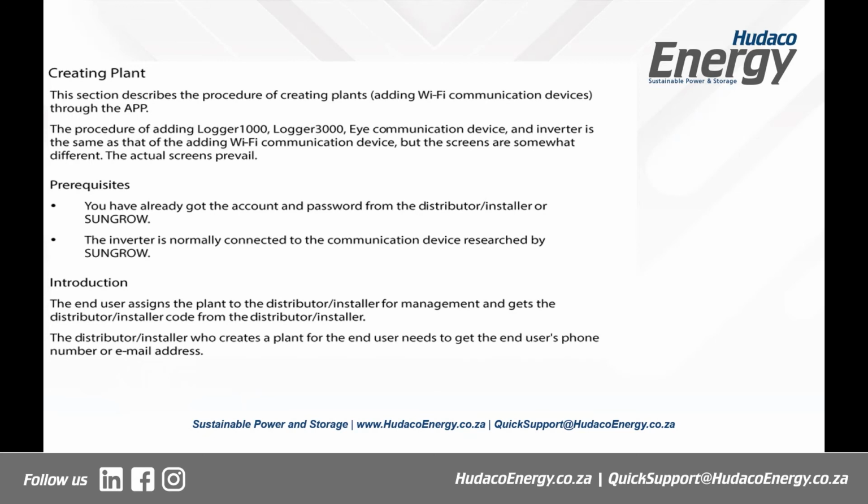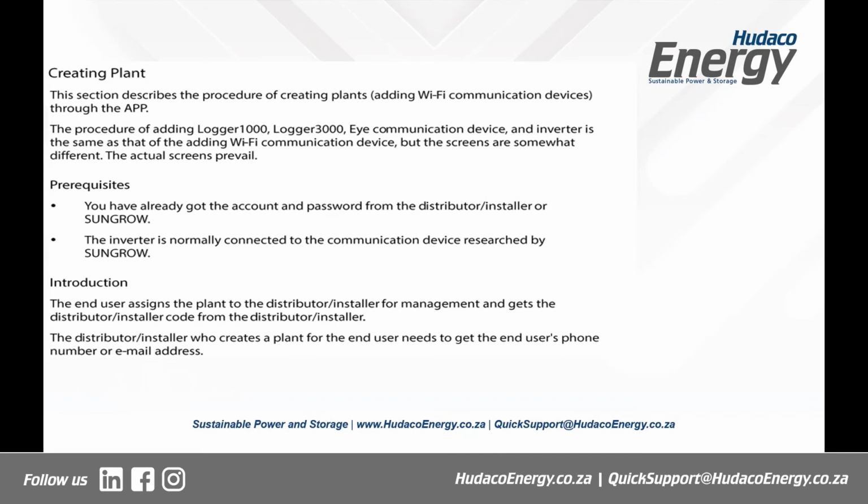First of all, before you can create a plant, like we said, you need an account and password, whether as an installer or distributor. In fact, you need this information whether you're a distributor or an end user. You need an account and password. You can't just create a plant without an account and password, right? So the dongle or communication device that we use is only the SunGrow. It's not compatible with any other dongles that you might have anywhere, right?